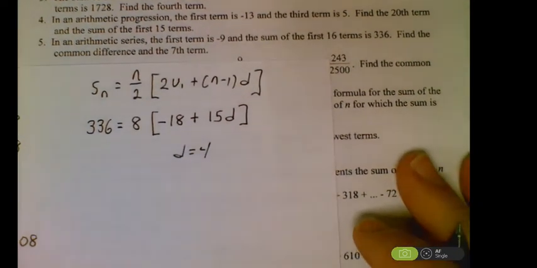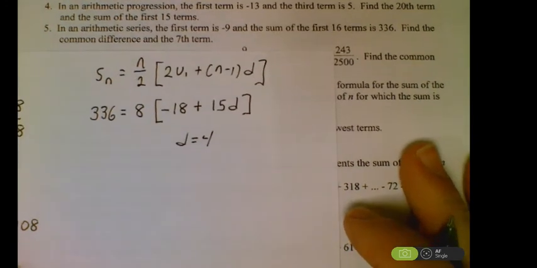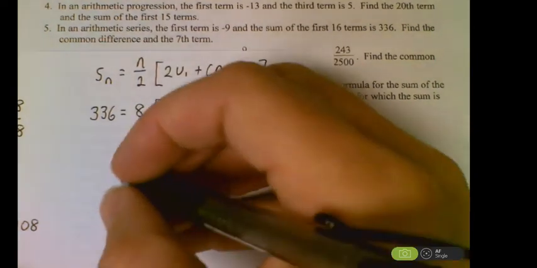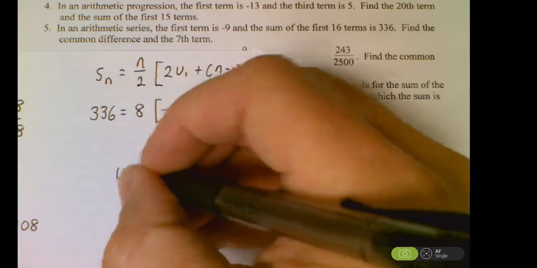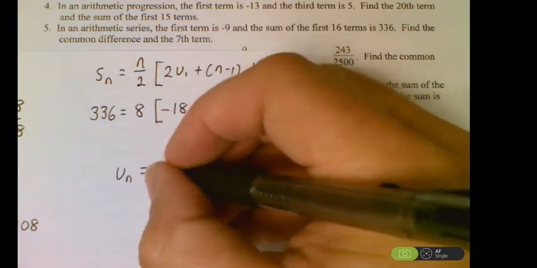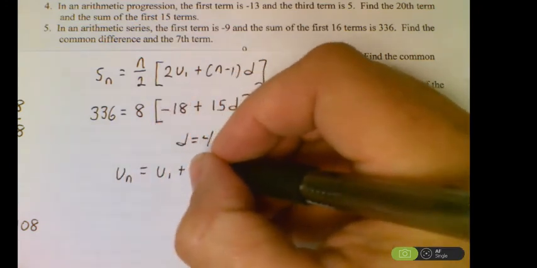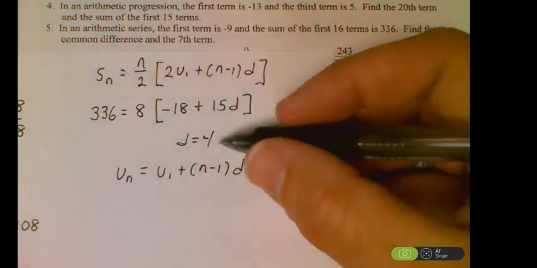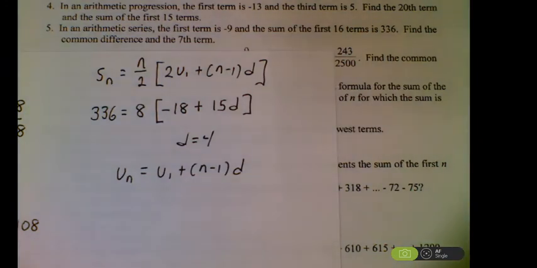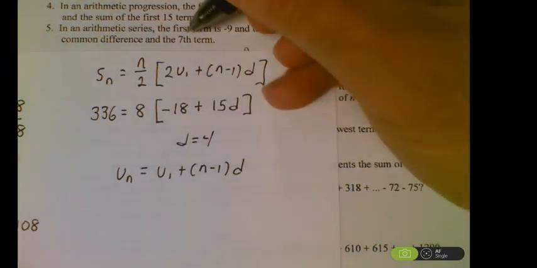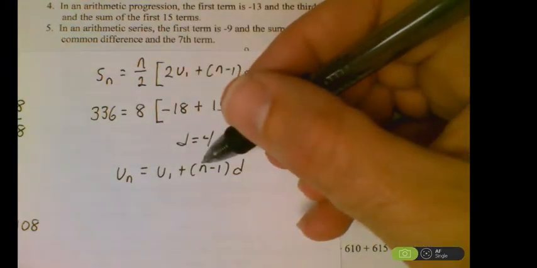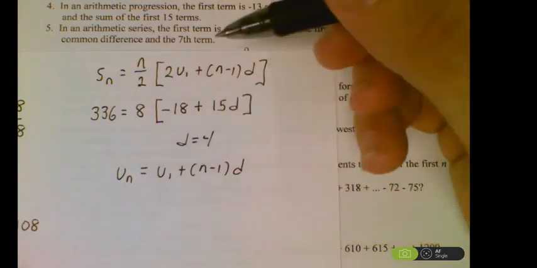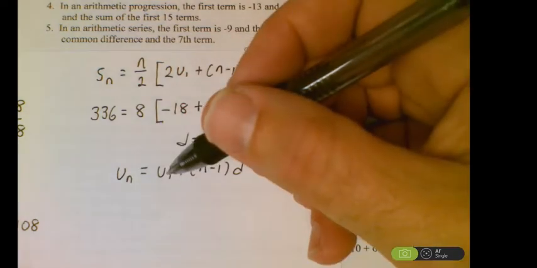So just go back into the other arithmetic formula for finding a specific term, which is our u of n formula, which is just first term plus n minus 1 times d. So we can now just plug into that. We know the common difference is 4, so we can sub that in here. We are looking for the 7th term, so we're going to put a 7 right there. We know the first term was -9, so we're going to put a -9 right there.